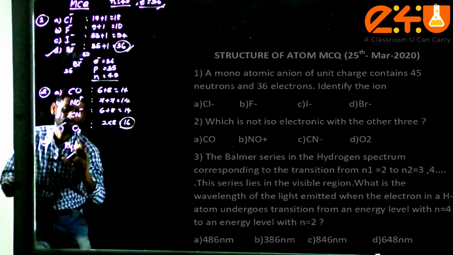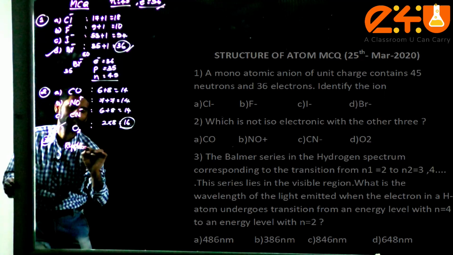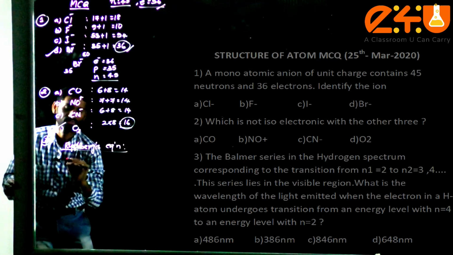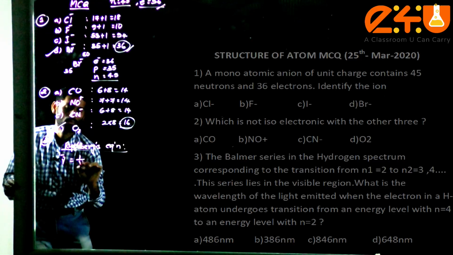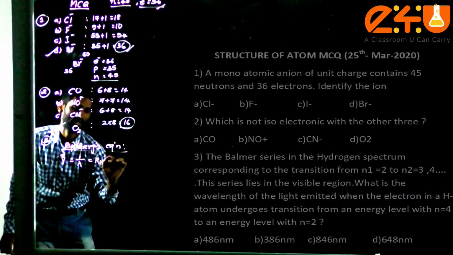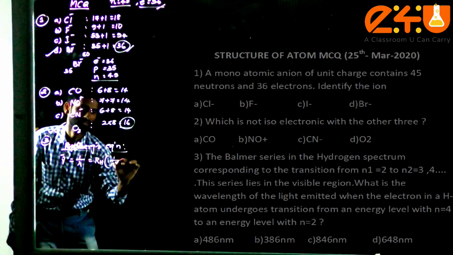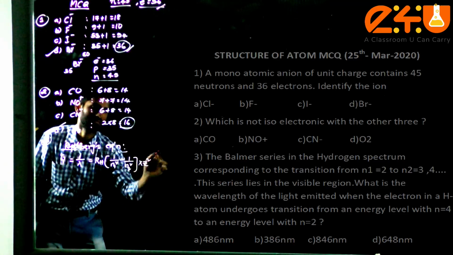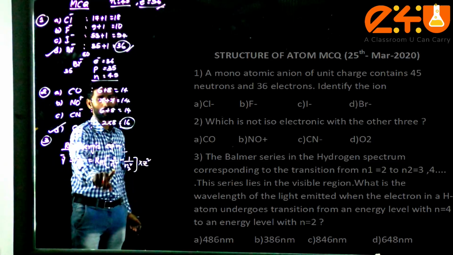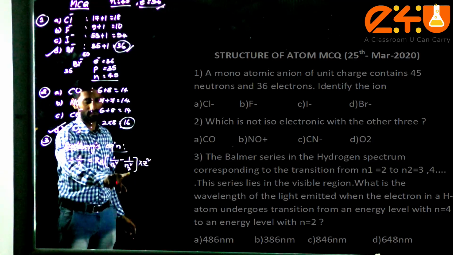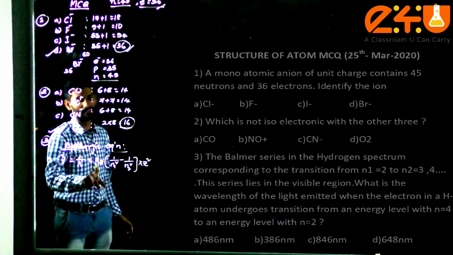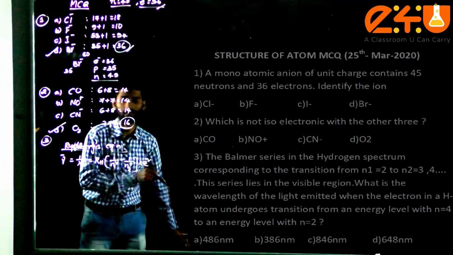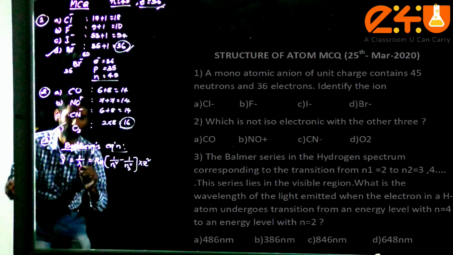Let us write Rydberg's equation. Nu bar is equal to 1 by lambda is equal to RH into 1 by n1 square minus 1 by n2 square, into Z square. Here n1 is the lower orbit and n2 is the higher energy orbit. RH we already know, 10.9677 centimeter inverse. Lambda is the wavelength, nu is the frequency, Z is the atomic number. They are asking about the hydrogen spectrum.